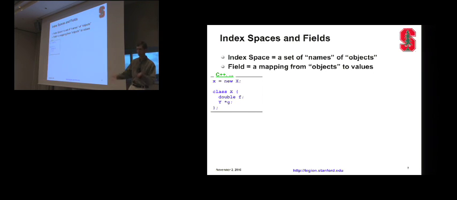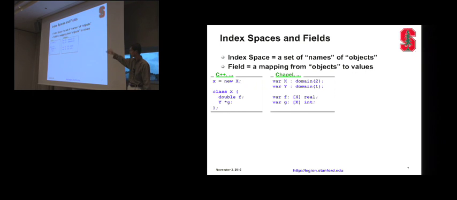The first is pick any old object or any language. You know, new X gives me the name of a new object X. So the pointers that can come from new make an index space. And clearly, I've got fields defined over objects of this type. So fields have the natural meaning here. I showed you the Chapel code before. X and Y here are index spaces. They identify names of elements in the arrays F and G. And then F and G are the fields. They map from one of those indices to a value.